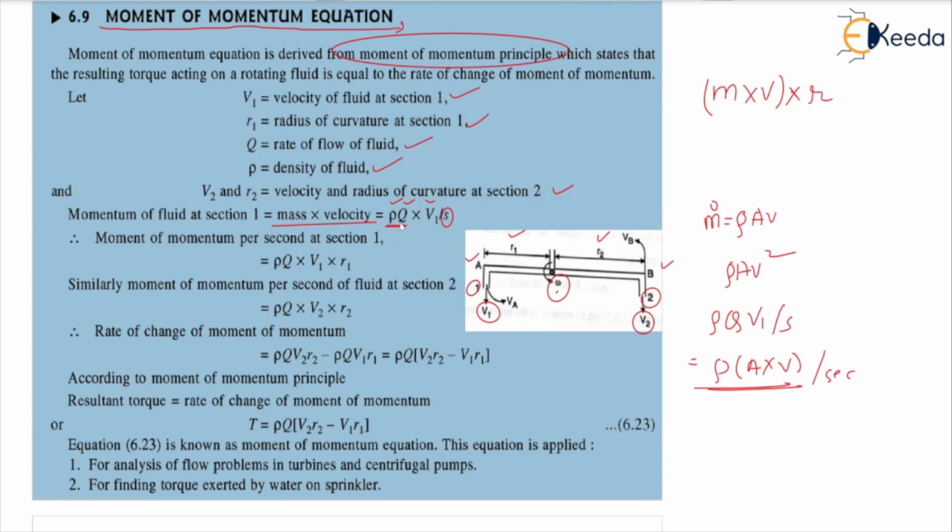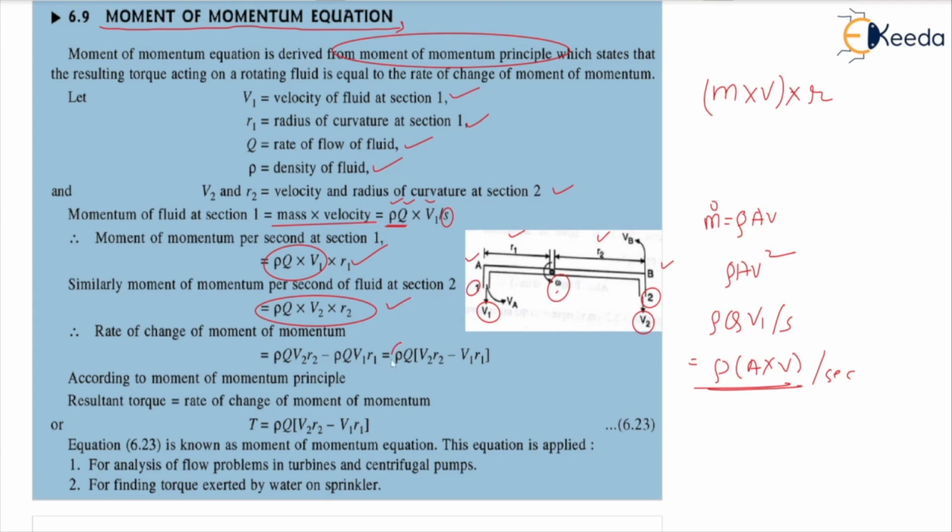Now you have found the momentum already. Now you have to find the moment. What will you do? You have to multiply this rho Q V1 by the radius R1. Similarly, for the second case, momentum per second at section 2 is equal to rho Q, because the density is the same and the discharge is the same, because water or liquid is incompressible. Rho Q is the same, V2 will change and R2 will change. Now the rate of change of momentum. What is the change? The change is equal to rho Q V2 R2 minus rho Q V1 R1.